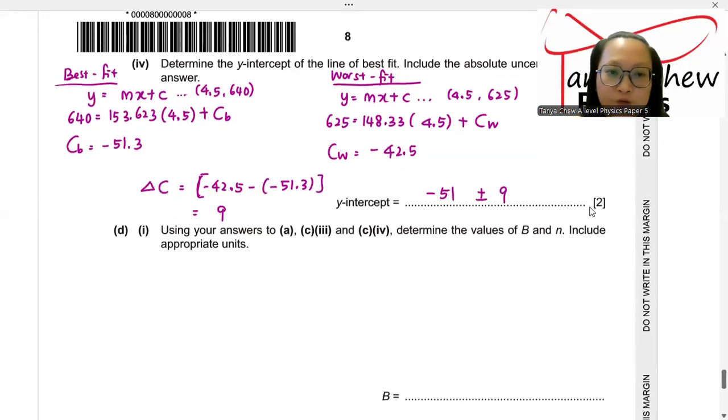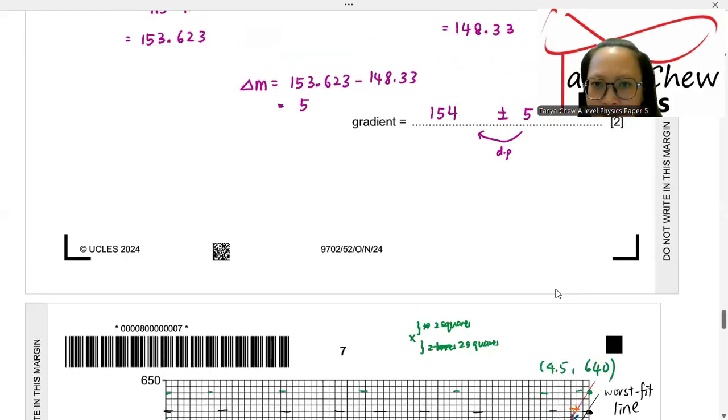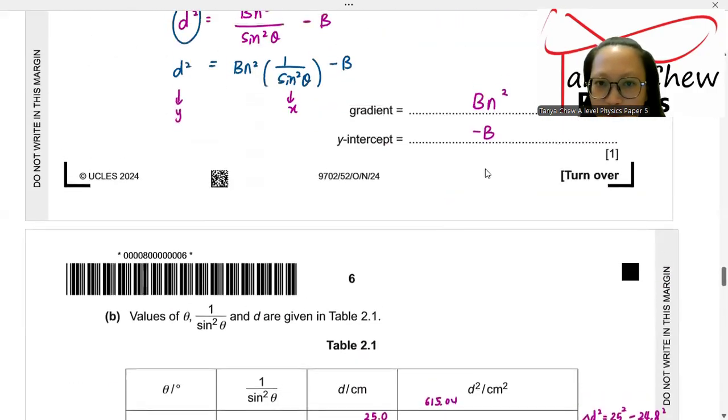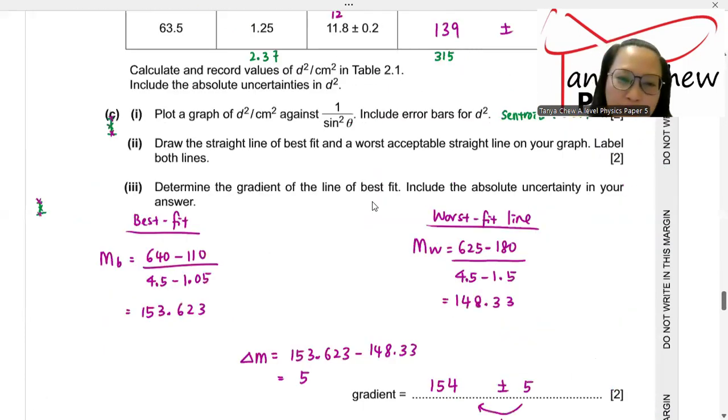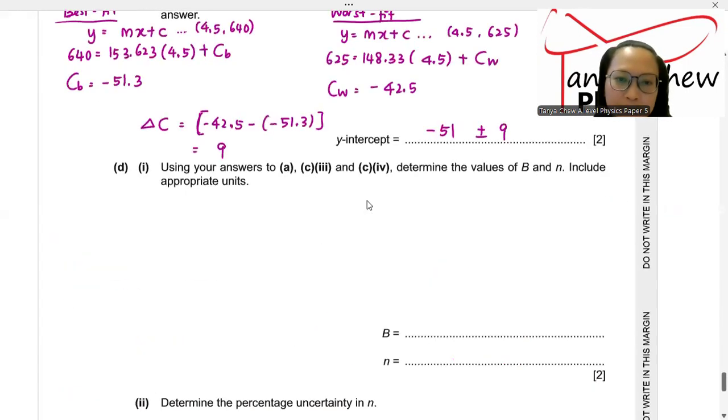D part 1, using your answers to A, C part 3, and part 4, determine the values of B and n, include appropriate units. Beware. So, look at the first part, right? I do the y-intercept first. You know why? Because the gradient includes B and n, but the y-intercept is only about B, right? So I write down my y-intercept.